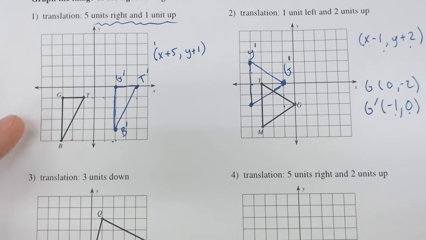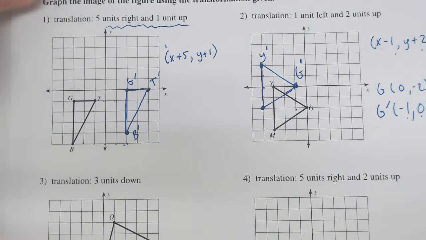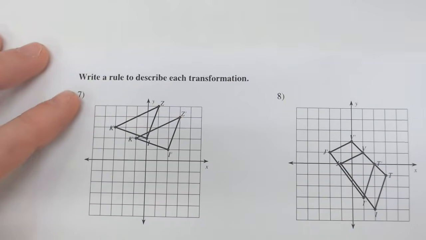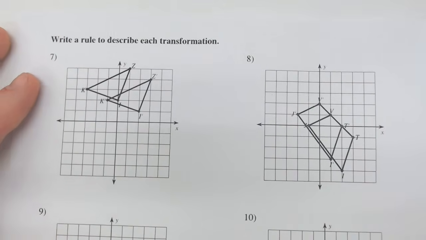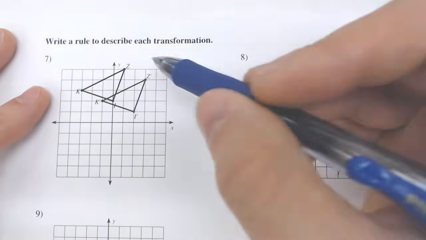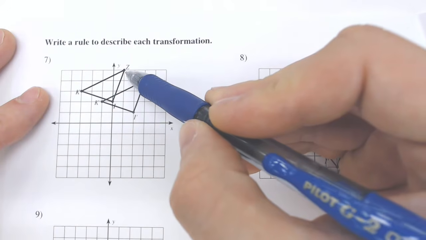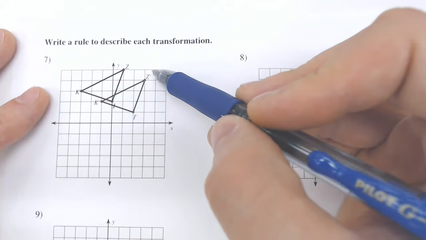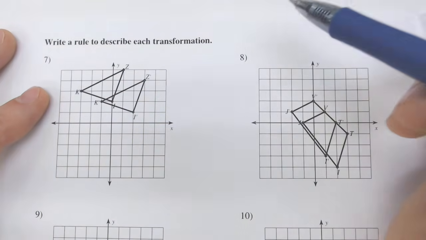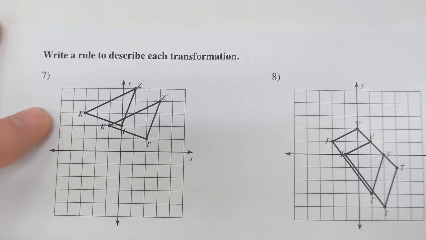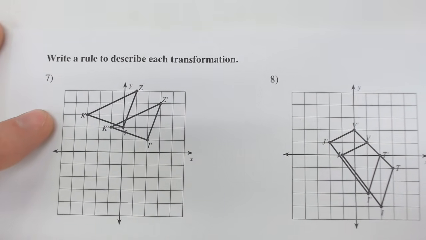All right, so the next few that we're going to be doing is going to describe the rule. So write the rule that describes each transformation. You need to make sure that you're careful, that you start with the pre-image, which has not got the actual apostrophes there, which I call prime. And it's a little hard to see, but they're there. The prime one's the one on the right in this case.